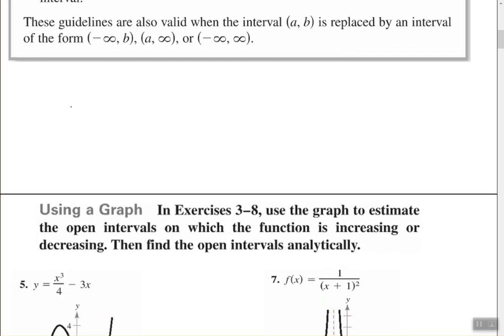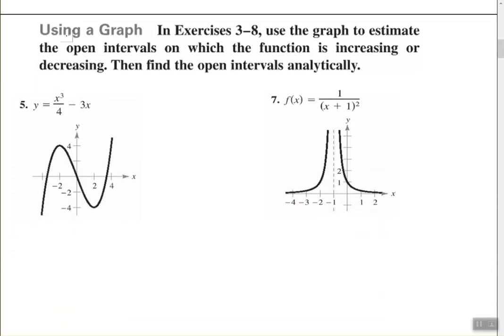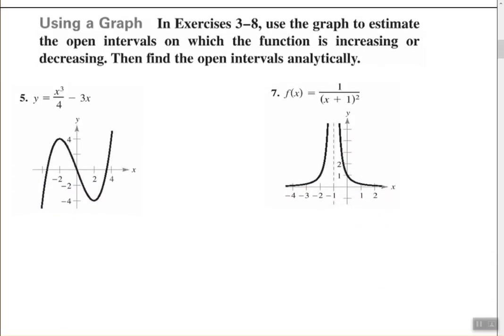All right, let's look at some examples. Here we're going to look at the graph first and see where it's increasing and decreasing, and then we're going to find the open intervals analytically. This is in reference to the x-axis. Looking at this graph from left to right, from negative infinity to negative 2, the function is increasing. From negative 2 to positive 2, the function is decreasing. And from 2 to infinity, the function is increasing.